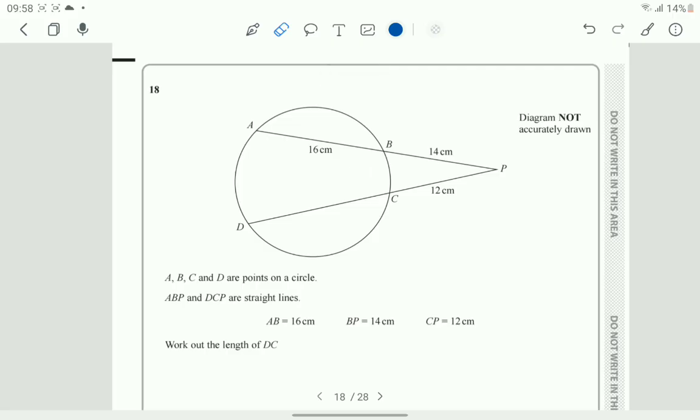Question 18. A, B, C, and D are points on a circle. ABP and DCP are straight lines. AB is 16 centimeters, BP is 14 centimeters, CP is 12 centimeters. Work out the length of DC. This is the length DC that's missing. Now, in order to solve this question, you need the secant theorem, I think it's called.